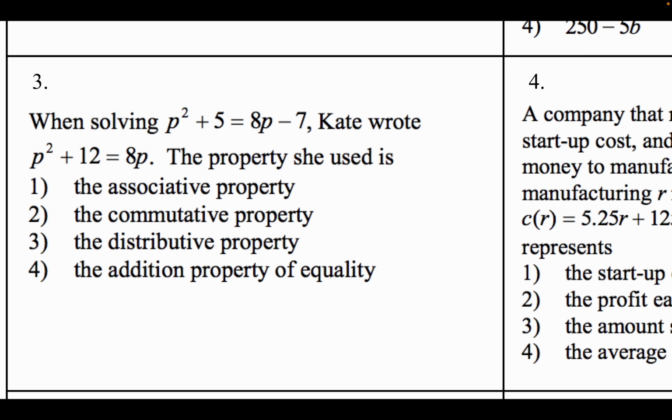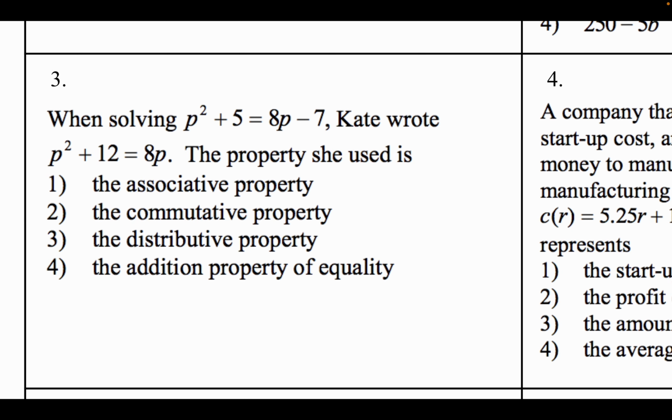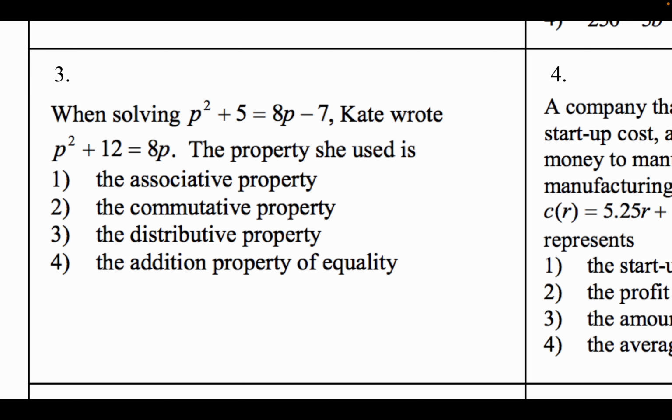Number 3 says, when solving for p squared plus 5 equals 8p minus 7, Kate wrote p squared plus 12 equals 8p. So what she did was she added the 7 to the 5 and got 12. So the property that she used is choice 4, addition property of equality.